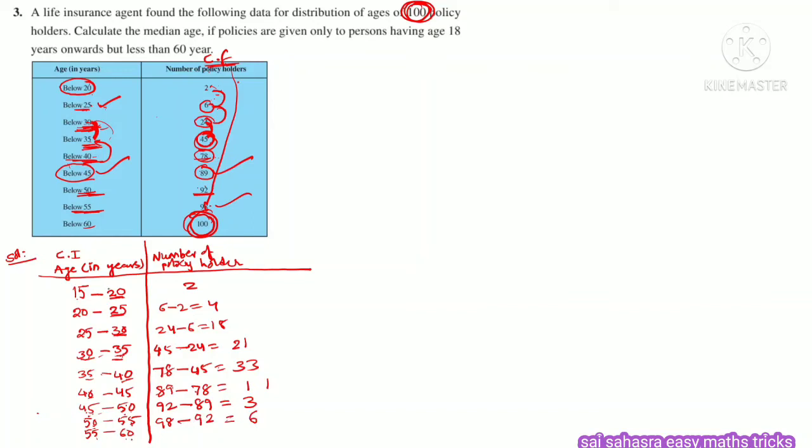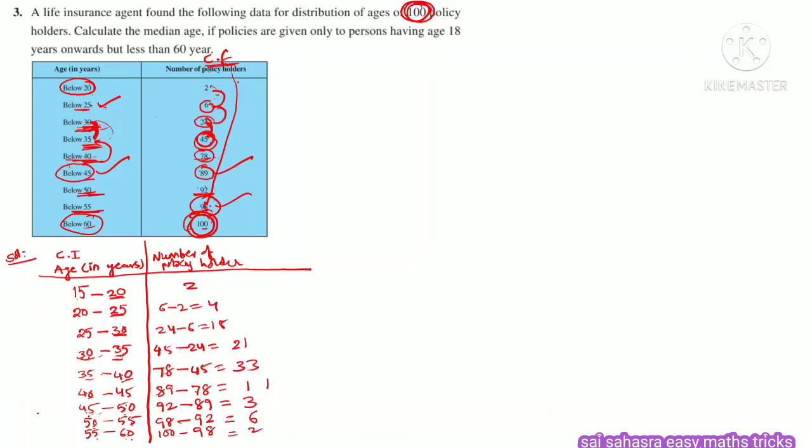55 to 60 only we want. Below 60, all 100 people are there, and we need only 55 to 60 years of age. So below 55 we don't want, only above 55 we want. Below 55, all these 98 people are not required, so 100 minus 98 is 2.